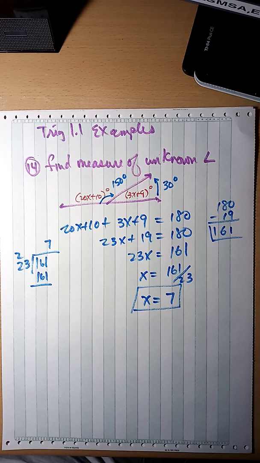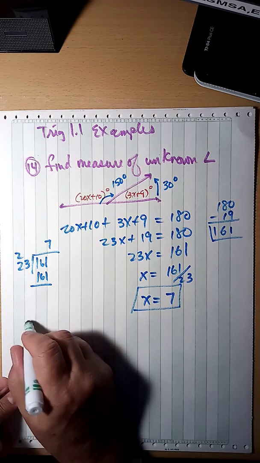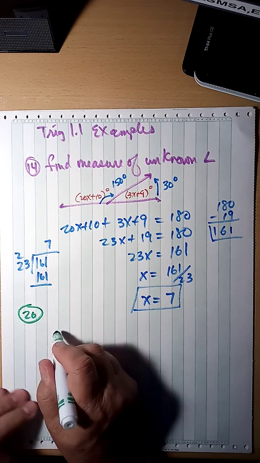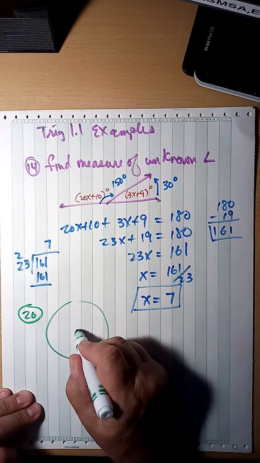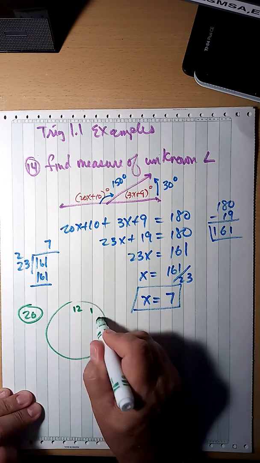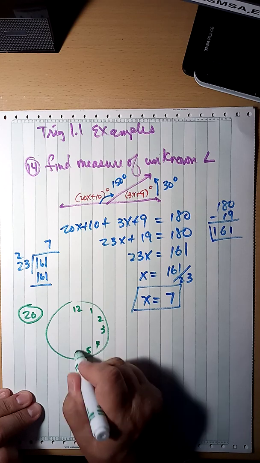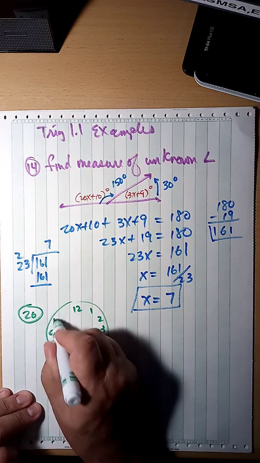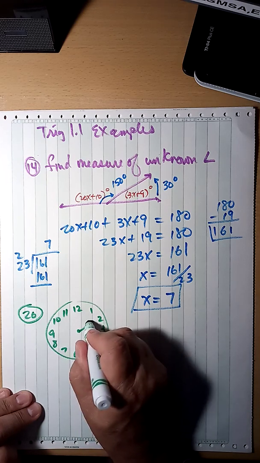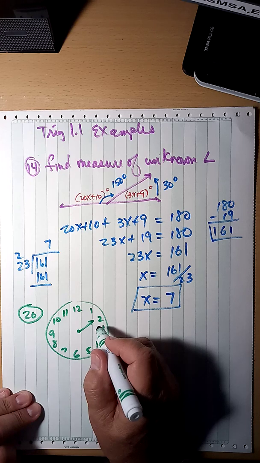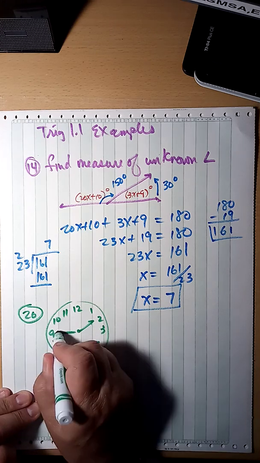How about another? We take the hands of a clock. Suppose we have a clock, and its hands are pointing. Here's 12, 1, 2, 3, 4, 5, 6, 7, 8, 9, 10, 11, 12. So the short hand is pointing sort of in between the 1 and the 2. The long hand is pointing at the 9.